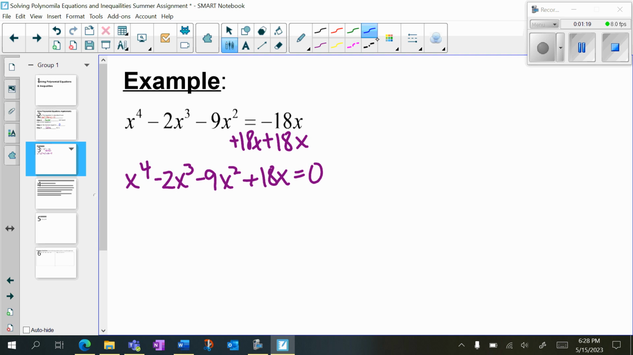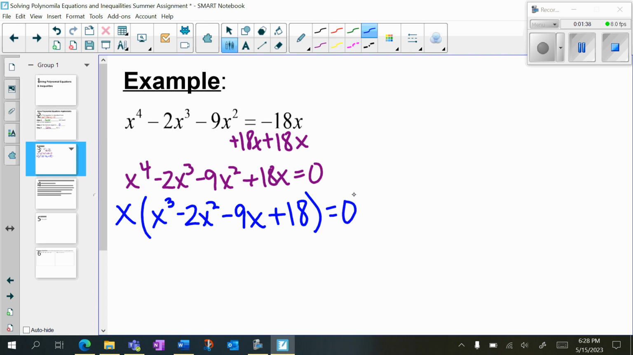Now, notice there's a GCF in x to the fourth minus 2x cubed minus 9x squared plus 18x. The GCF is x. So we're going to pull out an x, divide each term by x. Then, because I have 4 terms inside my parentheses, x cubed minus 2x squared minus 9x plus 18, I'm going to factor by grouping. So I'm going to group the first 2 terms together and the last 2.